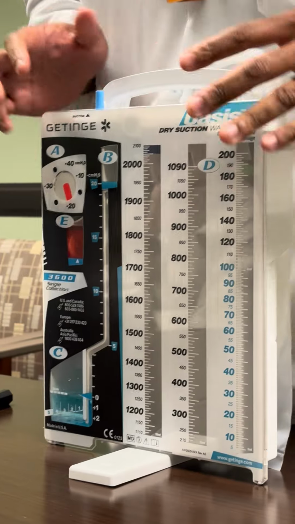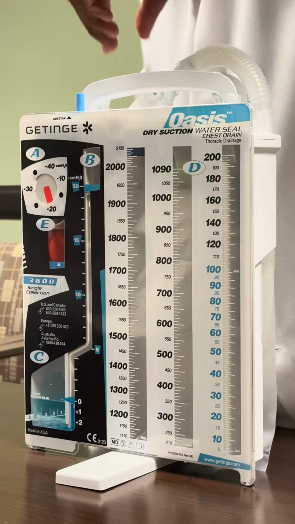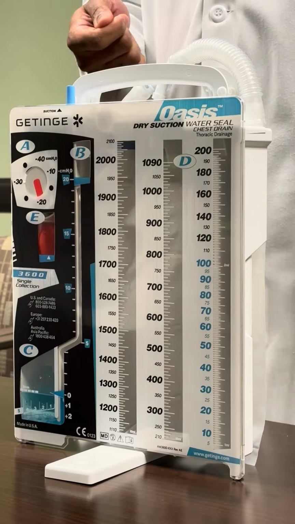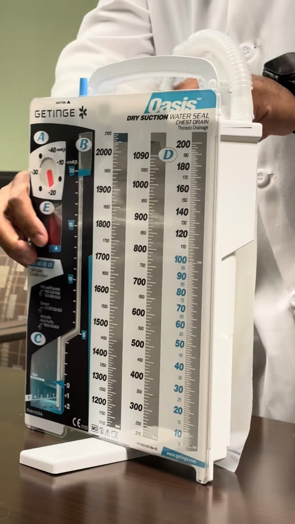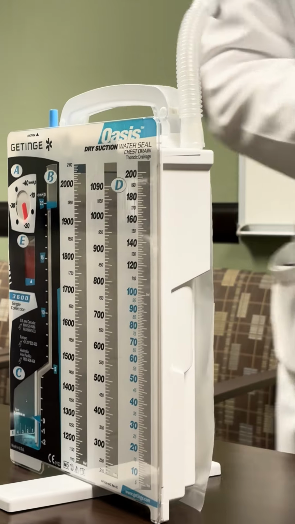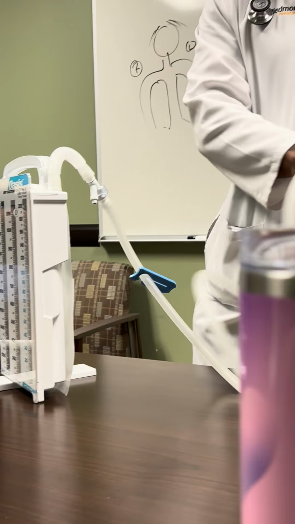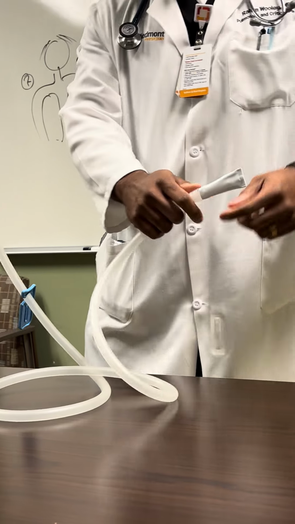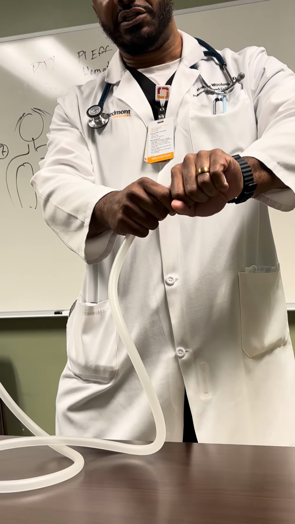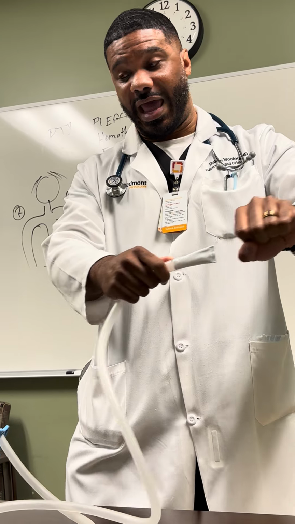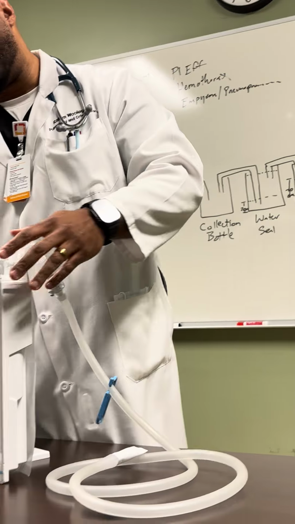And so what you usually do is after the proceduralist inserts the chest tube, you connect one end of the chest tube to the atrium through there, using sterile technique. You want to make sure you tape this in to make sure you get a good seal, number one. Number two, you don't want to have any disconnections at this area.